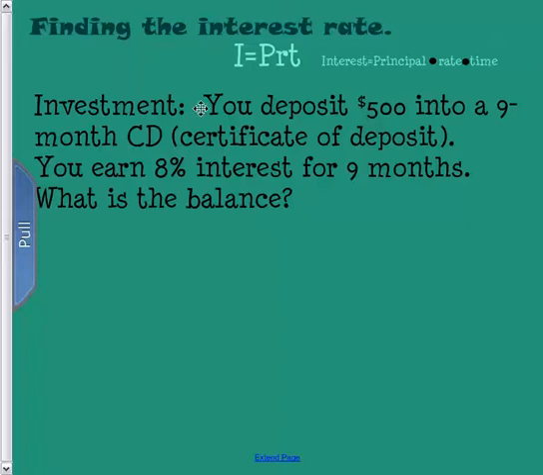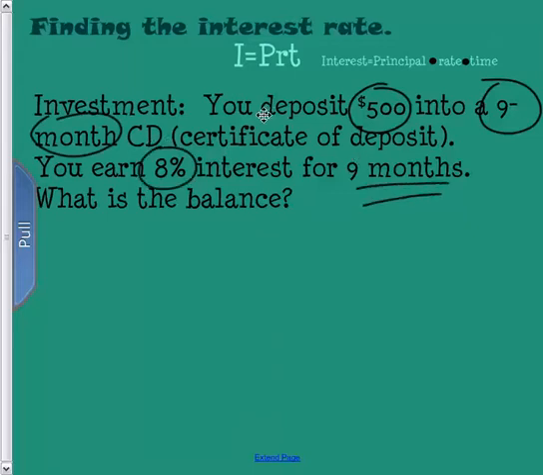Finding the interest rate. In an investment, you're depositing $500 into a 9-month CD. Change that to years, and you're going to earn 8% interest in 9 months. What's the balance? Go ahead, pause the video, try it for me, and I'll be back in just a second to show you the answer.